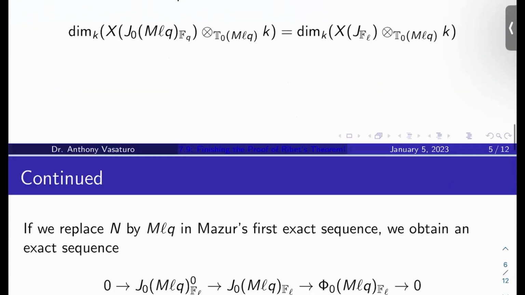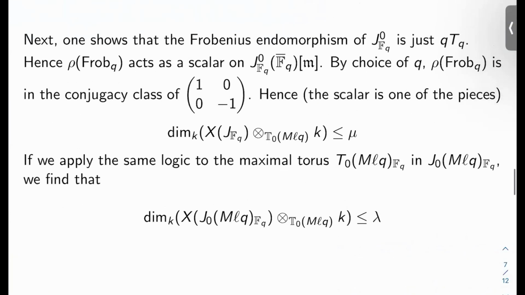Okay, another way of saying that is that rho of Frobenius at Q is in the conjugacy class of the matrix 1, 0, 0, -1. Okay, now, Frobenius acts like a scalar on this M torsion piece, right? The scalar's got to be one of the pieces. So what does that tell you? You have a total of 2 mu dimensions to work with here, right? You're operating on a 2 mu dimensional space. You have 2 eigenvalues, 1 and -1, breaking you down into 2 pieces.